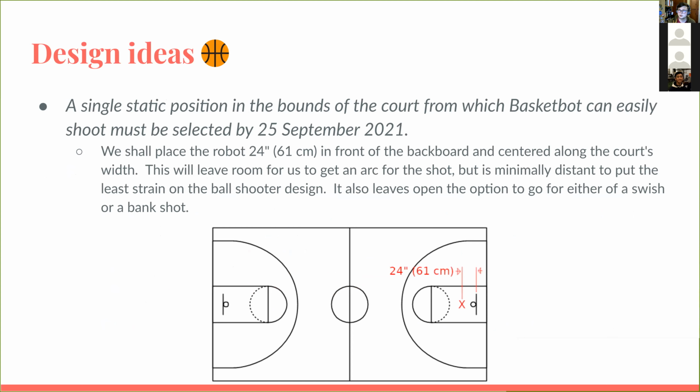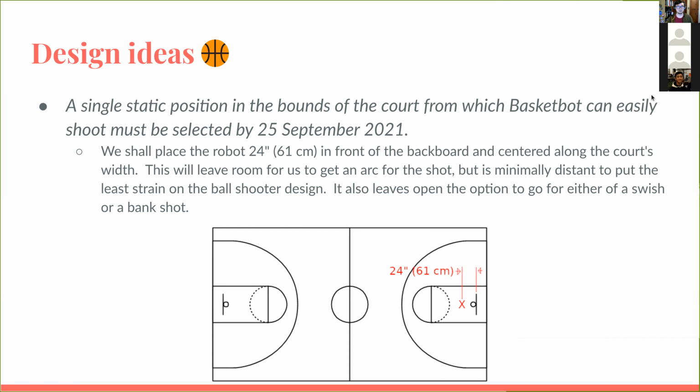So yeah, let's go through our requirements and develop actual designs. First of all, we need to select a static position from which our robot will shoot. Pick a place that is, let's see, I'll just read it. We shall place the robot 24 inches in front of the backboard and centered along the court's width. This will leave room for us to get an arc for the shot, but is minimally distant to put the least strain on the ball shooter design. It also leaves open the option to go for either a swish or a bank shot.